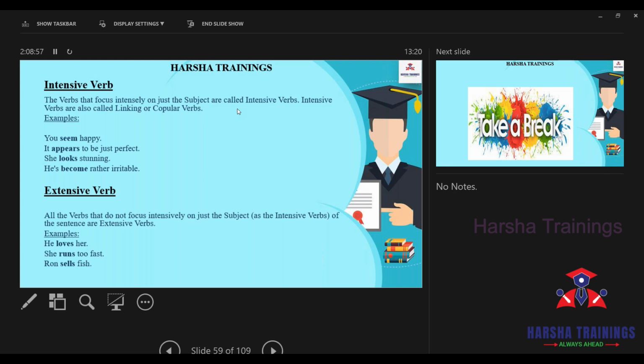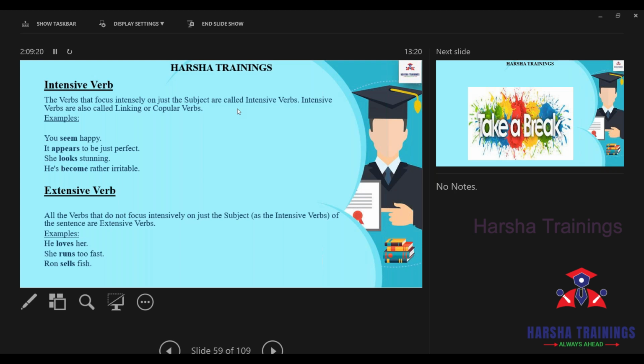It appears to be just perfect. So appears, what is appearing? It appears, right? She looks stunning. Looks, who is looking stunning? She. So the verb is directing to the subject. Intense, okay? It is focusing on the subject. So those are called intensive verbs.